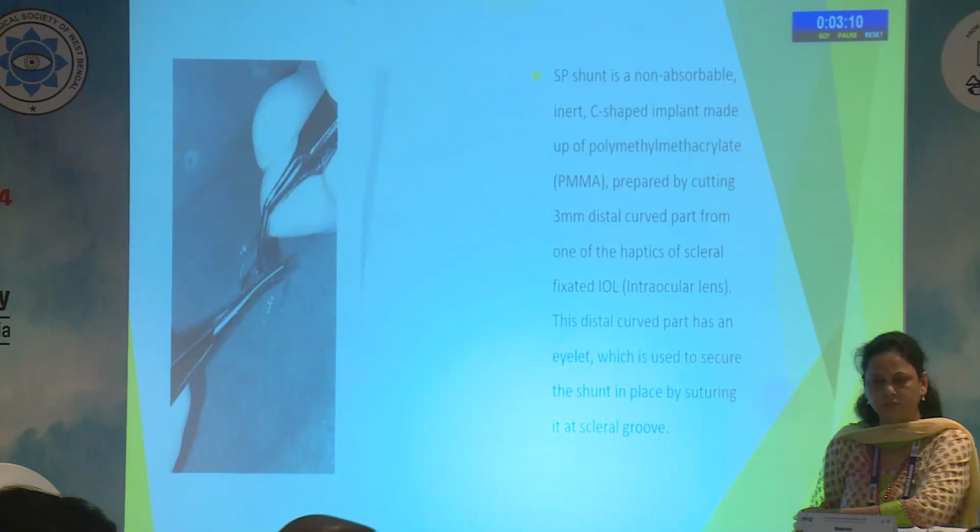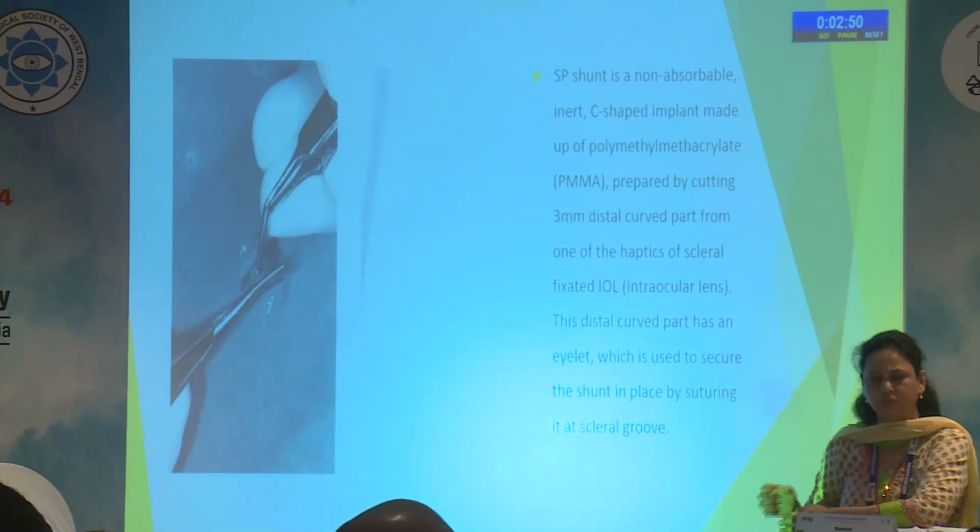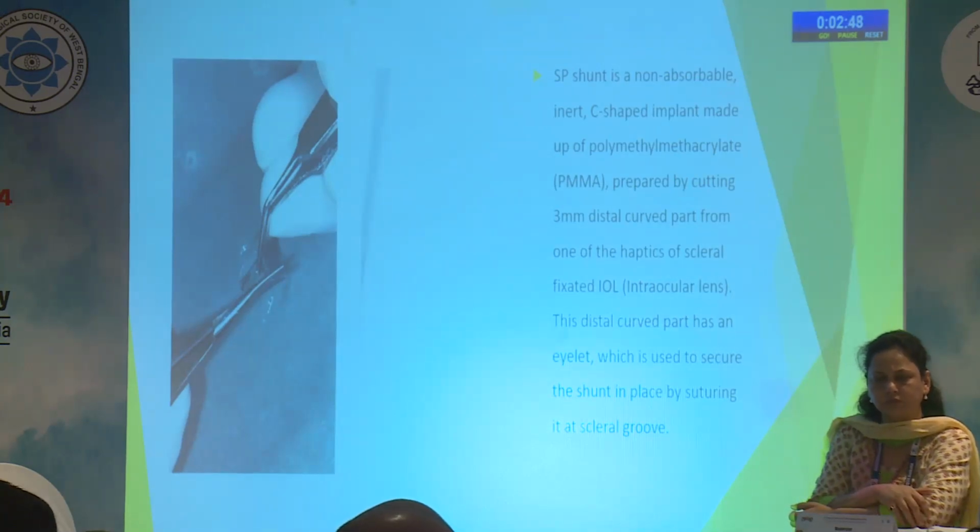So what is the SP shunt? This is how it is made, basically. This is a scleral fixated IOL, and the distal 3 mm part of the haptic of the IOL is cut. The SP shunt is basically a C-shaped implant made of PMMA, and this implant has the eyelet of the SFIOL, which is used to fix the implant in the scleral groove.